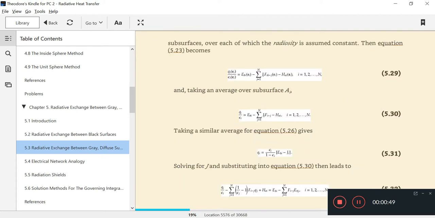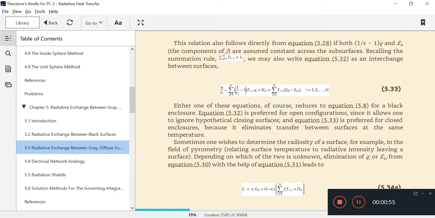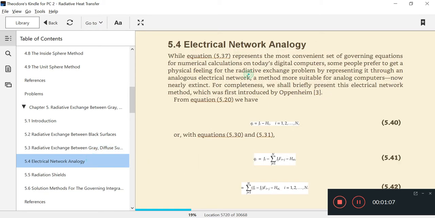Okay, so they do some more mathematical magic to do it, and at the end of the day, you just end up with a pretty complicated equation that you probably need computers to solve. So what can we do to simplify things? Well, in the past, we have this thing called the electrical network analogy, which helps to give us a sort of visual as to what's going on.